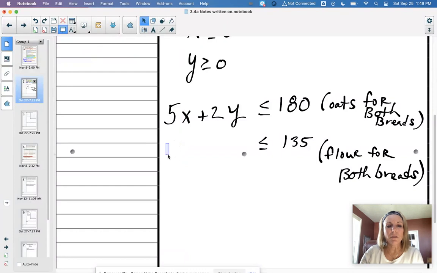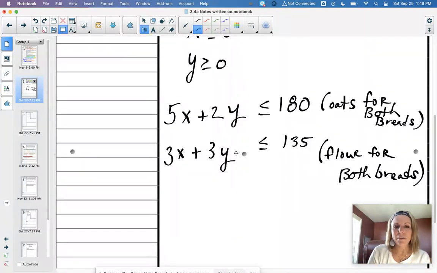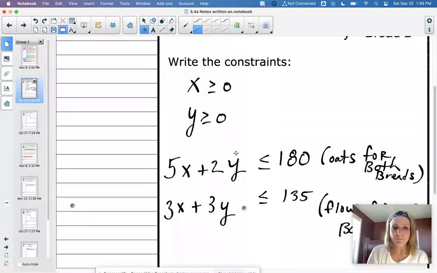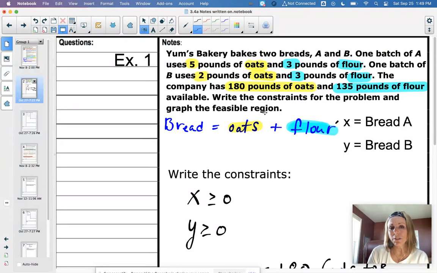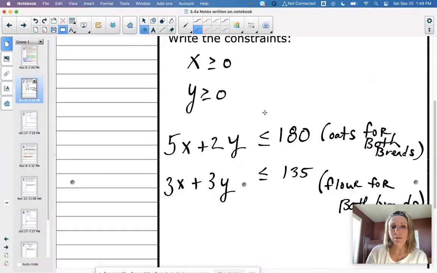Try that again. It is going to be 3x plus 3y is less than or equal to 135. Those are the 4 constraints that go with this word problem. That's going to be the hardest part because we have not done that yet in 3.3.